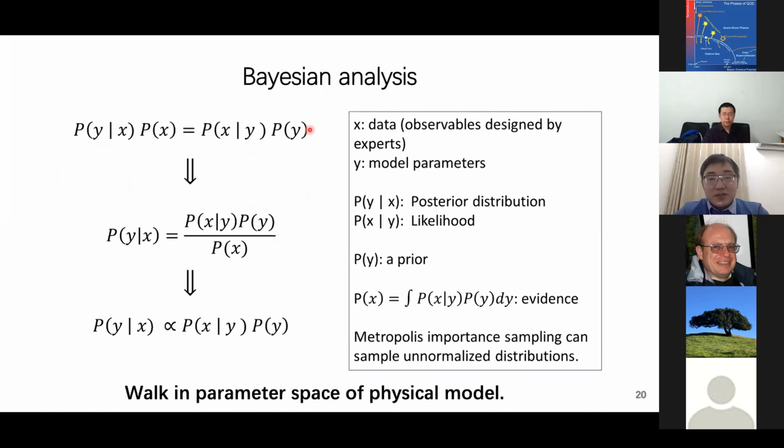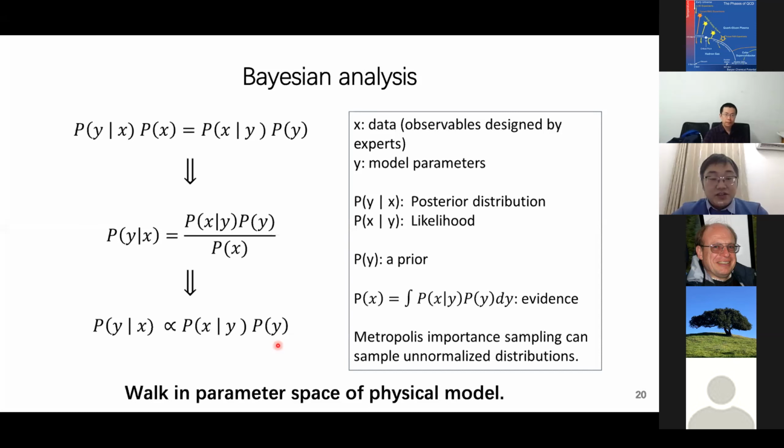One popular machine learning method used in our field is Bayesian analysis, where we want to get the posterior distribution of the model parameters given the data, from the prior distribution of model parameters and the likelihood between the data and the model output. This P(x) is the evidence, where one needs to integrate over the whole parameter space. It's very difficult to compute. Fortunately, we have Metropolis importance sampling that can sample an unnormalized distribution without taking this evidence into consideration.